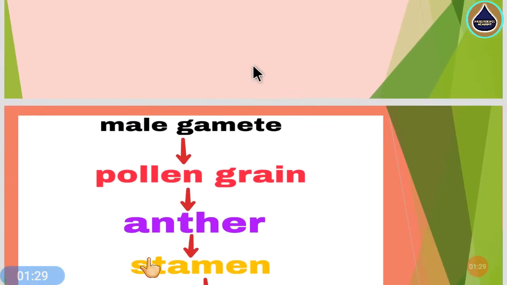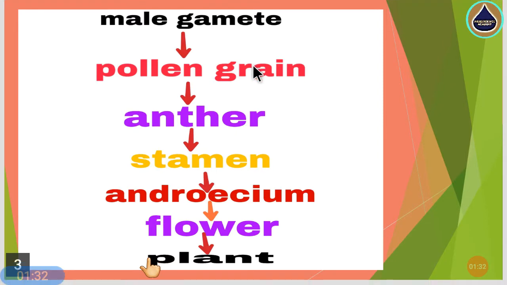Now, before I take the example of seed formation, how many cells are needed, I would like to explain how this male gamete is formed and where the location of this male gamete is. This male gamete is formed in the pollen grain, and this pollen grain is found in the anther, and the anther is part of the stamen, and the stamen is part of the androecium, and the androecium is the male part of the flower, and the flower is part of the plant.